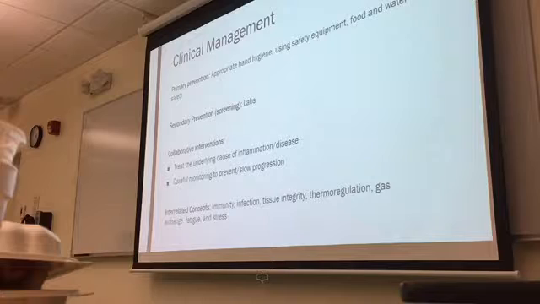Because if someone is developing cirrhosis, whatever damage is done to the liver is final. There's no reversible process that can happen with cirrhosis. So once it happens, it's permanent damage.